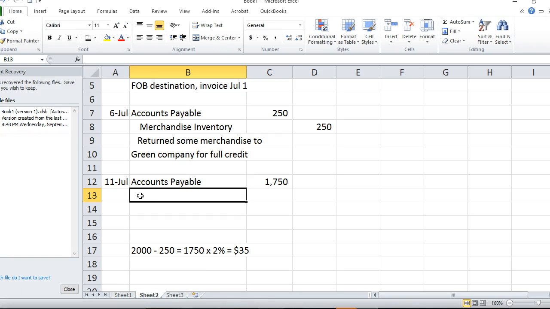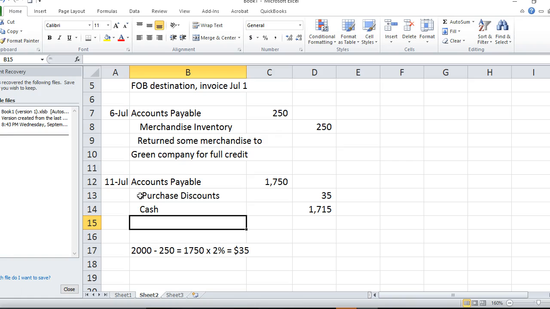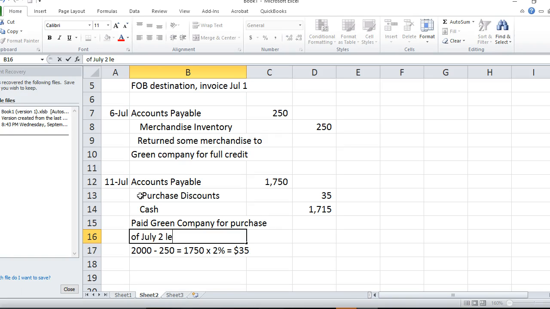$1,715. So our accounts payable we're going to zero out because we don't owe them that anymore. We're going to show as a credit purchase discounts of $35, and then we're going to show a credit to cash of $1,715. And we're going to show we paid Green Company for the purchase of the July 2nd, less the return and the discount.